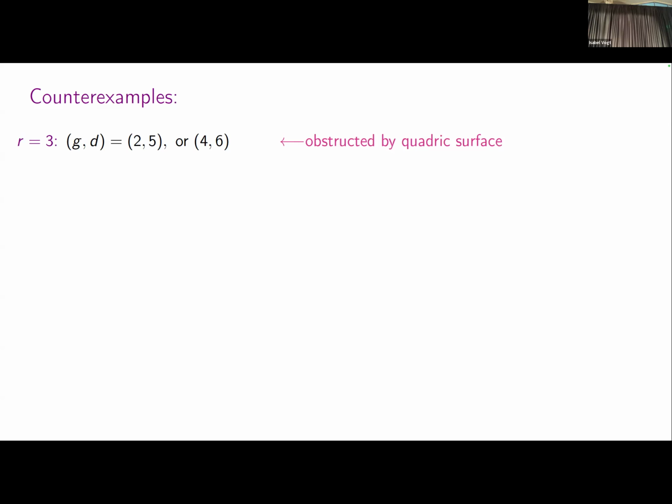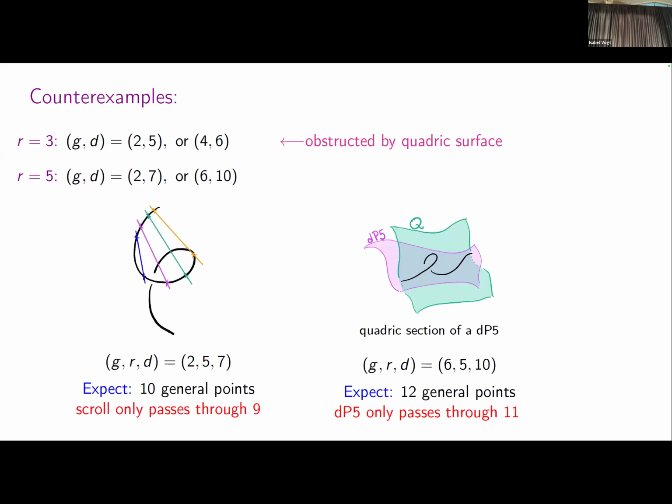And actually, it's even a little bit worse. Each one of these counterexamples has a friend in 5-dimensional space. So this genus 2 degree 5 curve, also genus 2 degree 7 in 5-dimensional space, and canonical curves in P3, also canonical curves in P5 are counterexamples. And we understand why they're counterexamples also. They're also obstructed by surfaces.